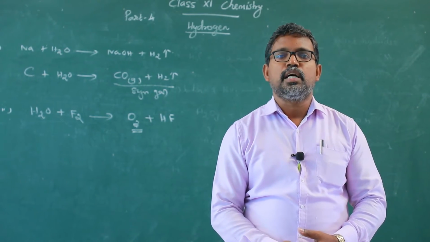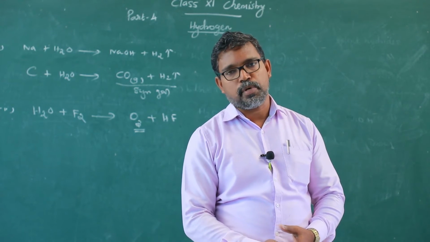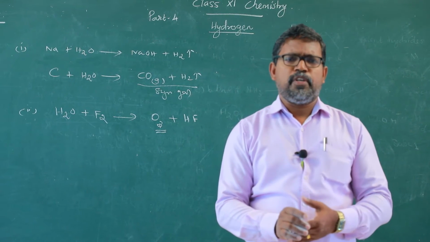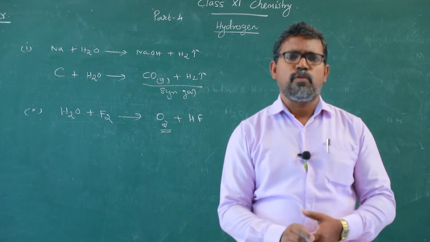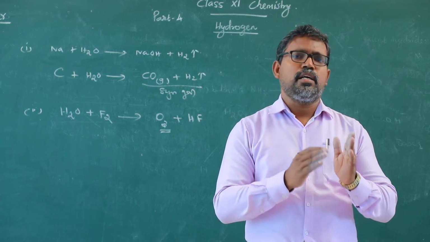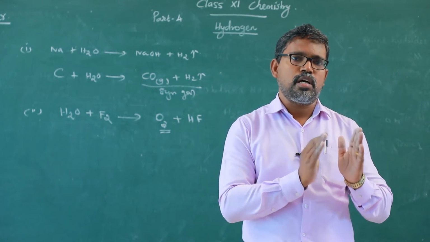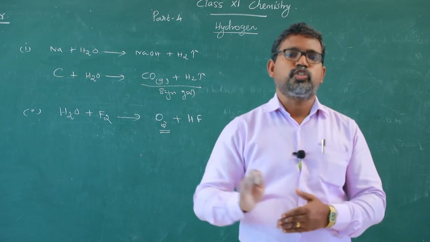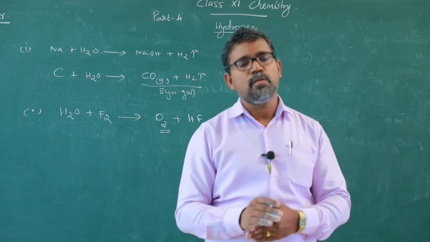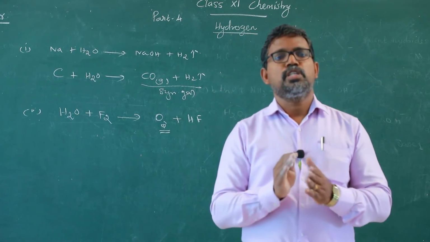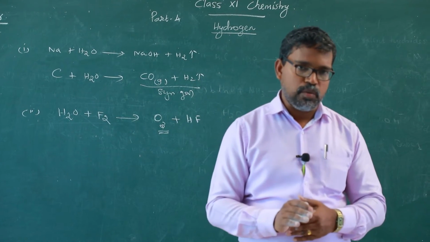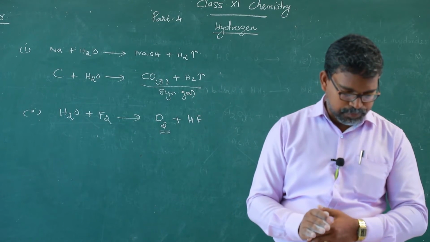Another better example is the photosynthesis process. Green plants prepare their own food with the help of sunlight and chlorophyll, using carbon dioxide and water molecules. The water molecule is converted to oxygen. So in photosynthesis, water acts as a reducing agent.